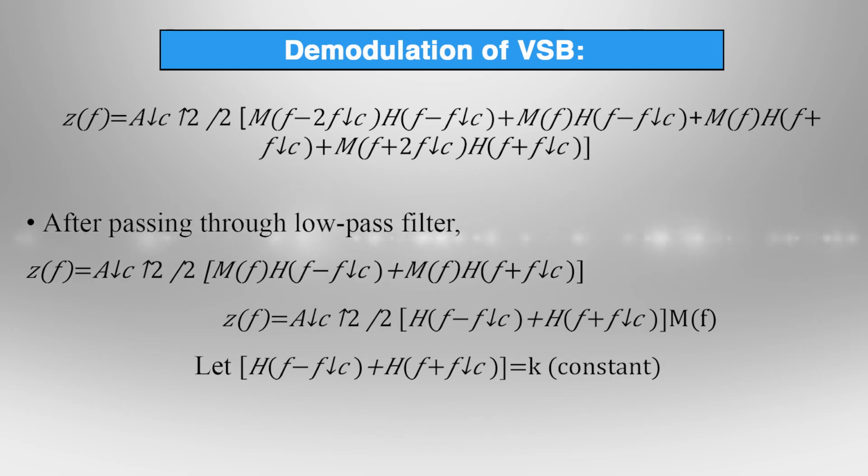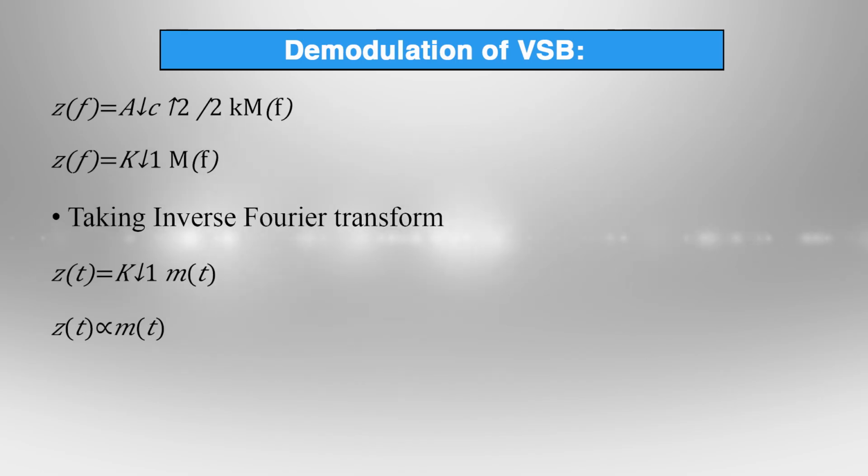Then Z of f will be Ac square by 2 into H of f minus fc plus H of f plus fc, whole multiplied by m of f. Let H of f minus fc and H of f plus fc be represented by a constant k. Now the above equation will be Z of f equal to Ac square by 2 into k times m of f, or Z of f equal to k1 into m of f.